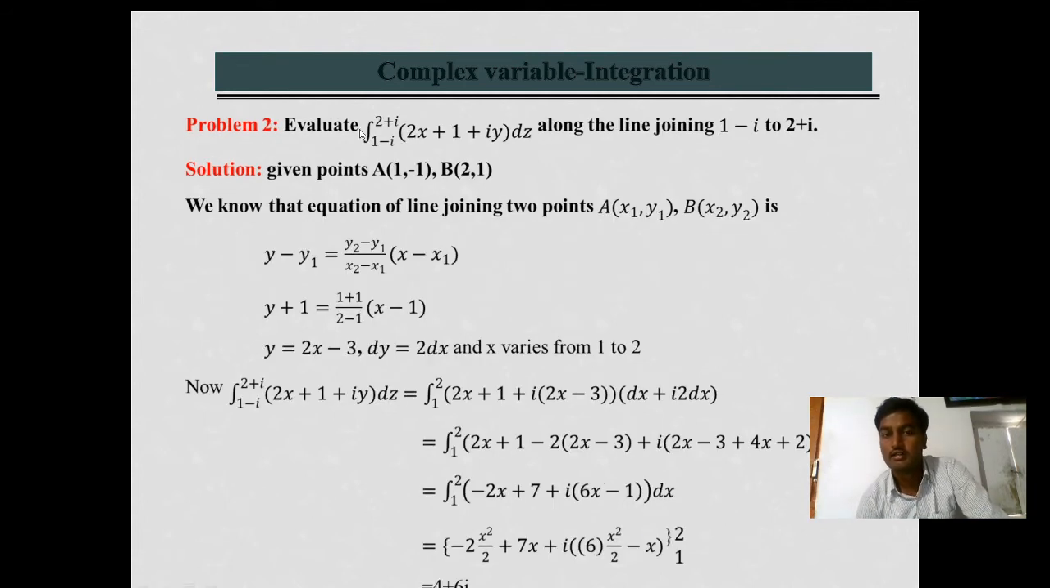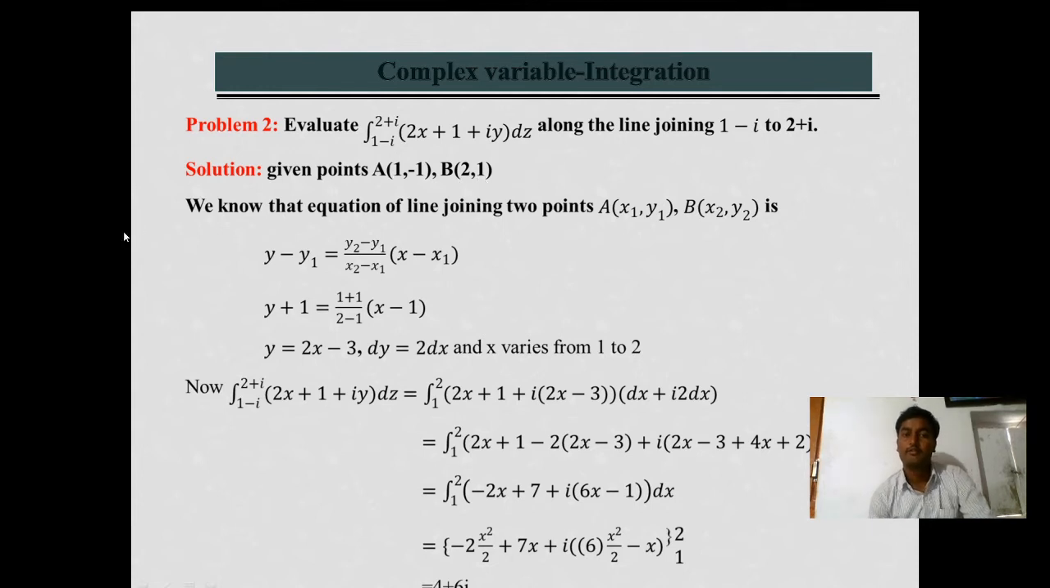See next one. Evaluate some integral along the line joining 1 minus i to 2 plus i. Here the equation of the line is not given, so you have to find the equation of the line. So this is nothing but 1 comma minus 1, x plus iy. X comma y is a point. So 1 comma minus 1 and here x plus iy, x is 2, y is 1. So A is 1 comma minus 1, B is 2 comma 1.